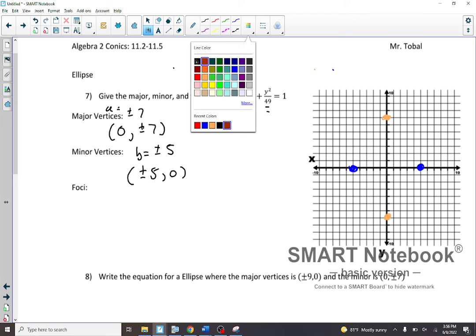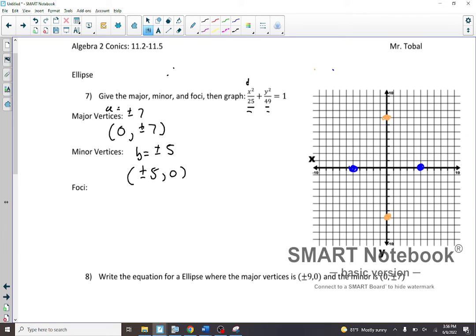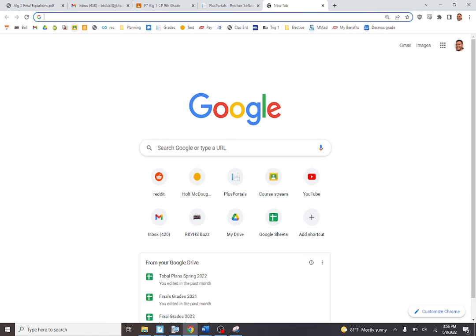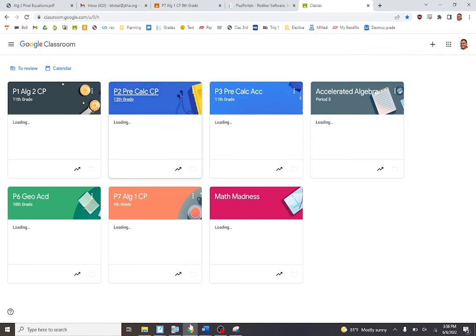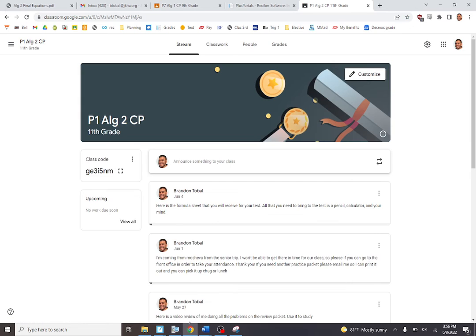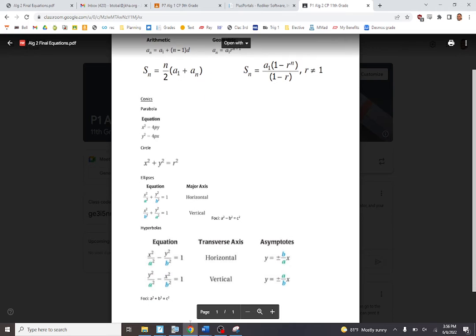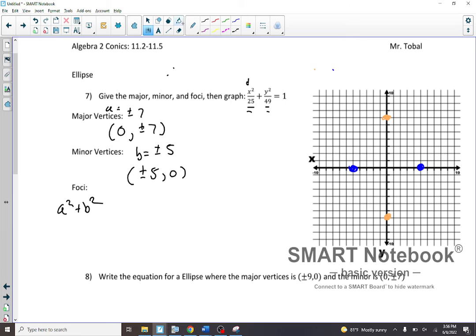And then the foci, you need to know a squared. Oh, you don't even know that. So the foci is given in your equation. So a squared minus b squared equals c squared. So 49 minus 25 equals c squared.